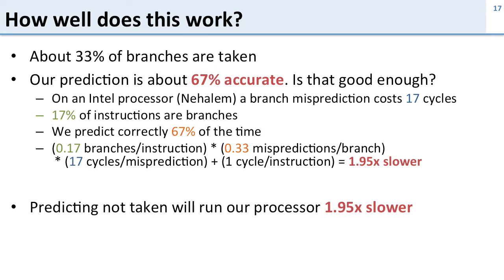So even predicting like this, even with 67% accuracy, predicting not taken is going to cause our processor to run about 2 times slower than it would have otherwise. So this is clearly not good enough. We can't have our processor running half as fast as it should just because we're not predicting accurately. So we need better ways to predict.